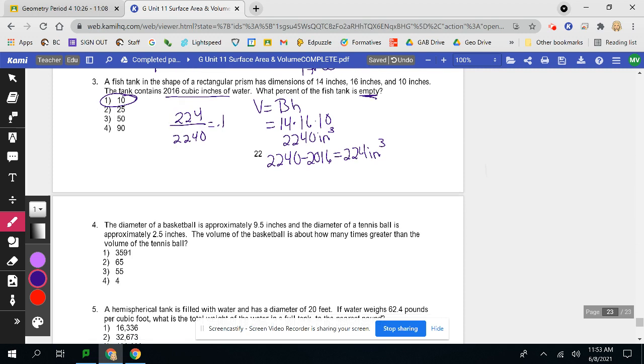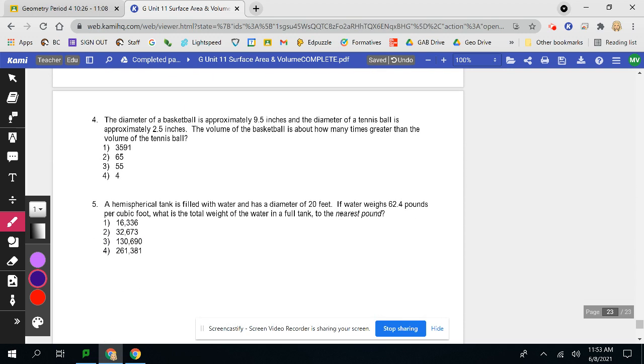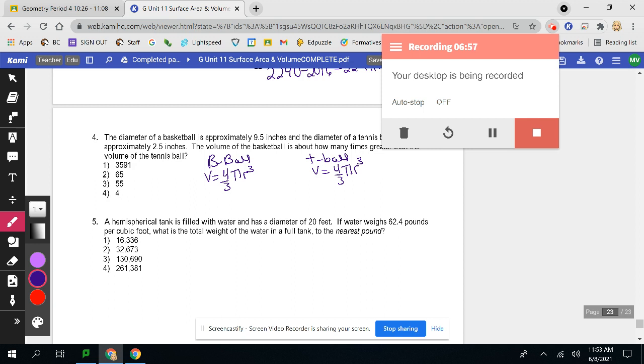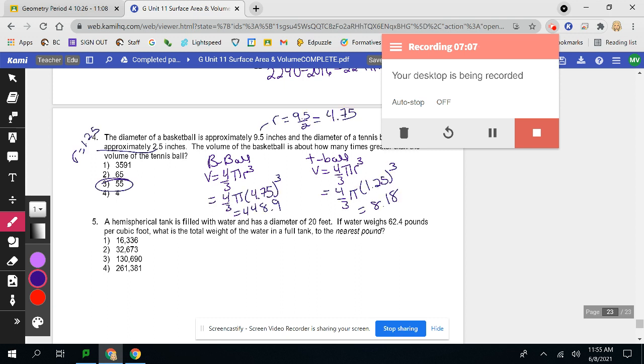Number 4. Again, I want you to pause and do 4 and 5, and then come back and check. To help you out before you pause and do this, I'll tell you that the volume of a ball is 4/3 pi r cubed. So pause and try to do this. So number 4, I got that the volume of the basketball is 448.9. The volume of the tennis ball is 8.18. And then I divided the basketball by the tennis ball, and I got that the answer is choice 3.